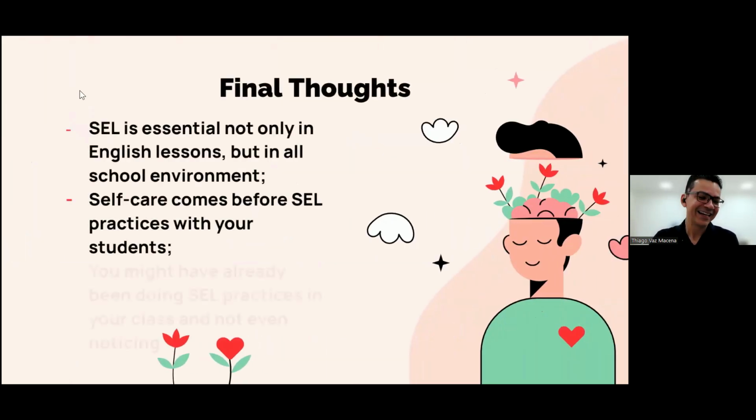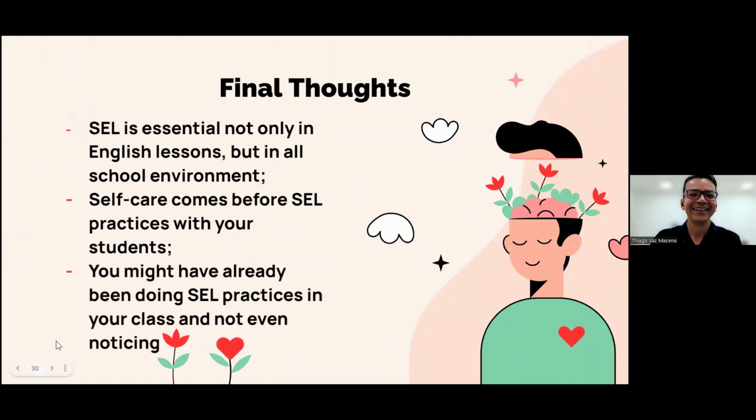Final thoughts. Thumbs up. Social emotional learning is essential, not only in English lessons, but in all school environments. I have just mentioned there are 17 subjects here for my students, and I'm just one. But I believe that with my work, other teachers might join in. I'm working specifically on this at this moment, creating a wellness commission in my campus, sharing these ideas with other teachers and encouraging them to include them in their classes.